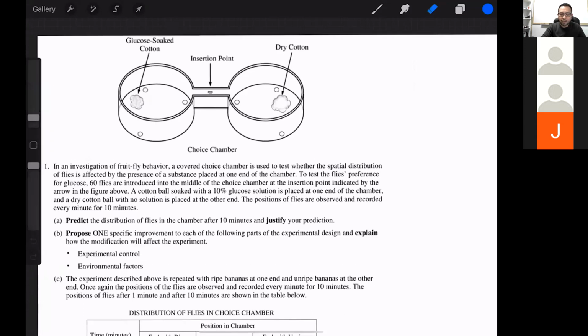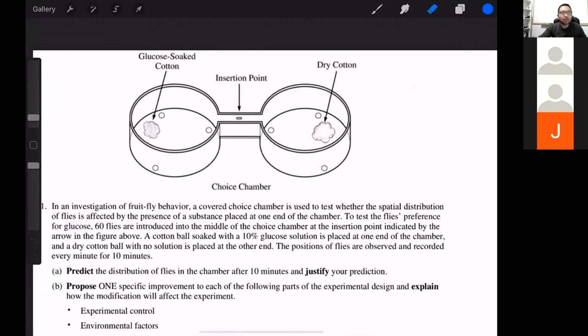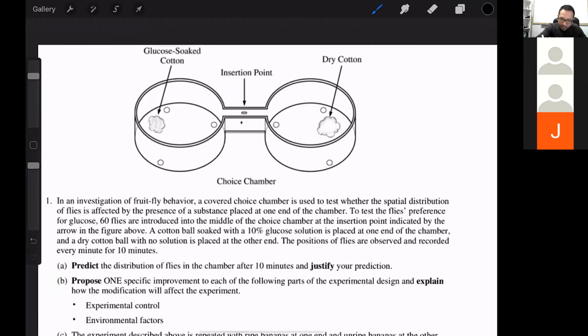So let's just briefly talk about this experimental design, and we'll talk a little bit more about the questions at hand. So it looks like we're working with fruit flies. And as you guys know, we'll see a lot of fruit flies on this particular test because they are the choice model organism for biological research. And I'm just going to draw the fruit fly right here because that's where we're going to put them, right? Insertion point is where we're going to start putting that fruit fly.